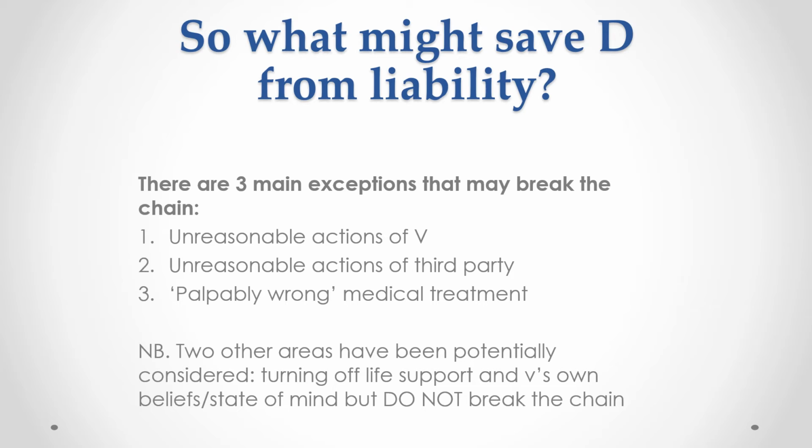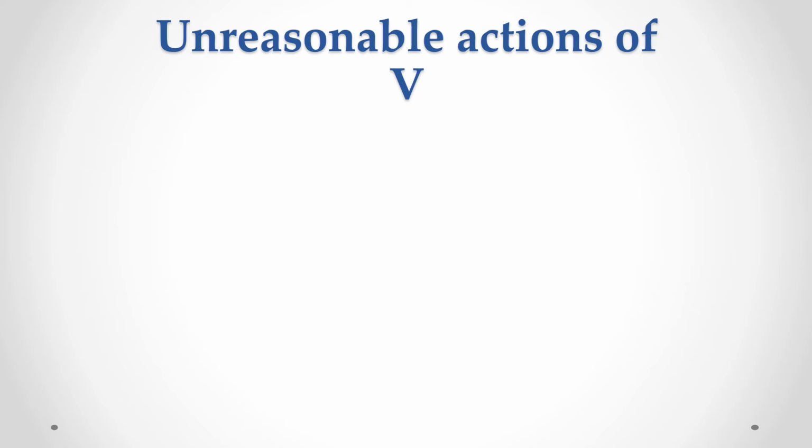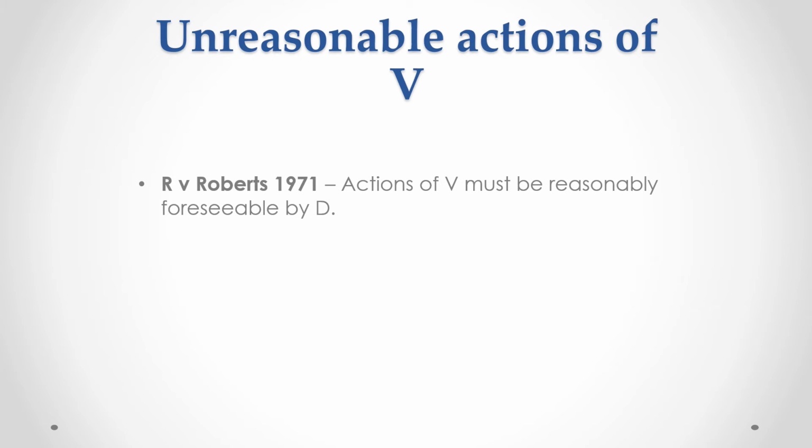So let's have a look at the first one. Bear in mind, you're only applying any of these if they are there on the facts. There's something that occurs that you think, oh, okay, the defendant might not be responsible. One of these intervening acts might apply. So firstly, unreasonable actions of the victim. So we have the case of Roberts here, okay?